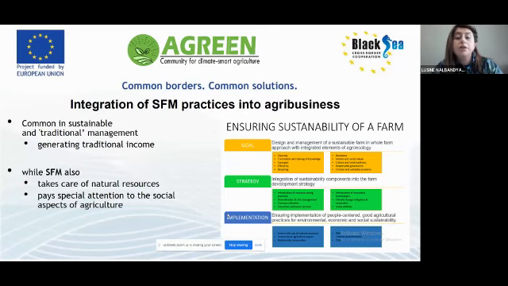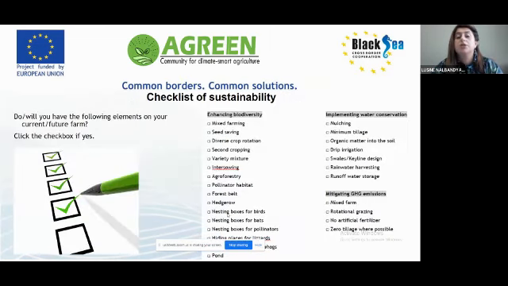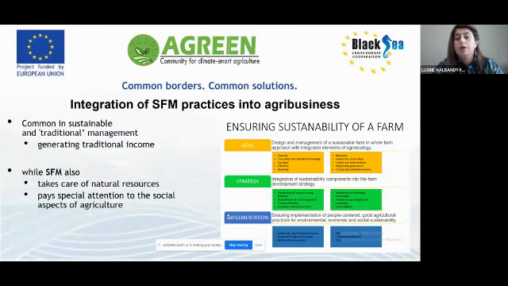And then the strategy is the integration of sustainability components into the farm development strategies, and the implementation of it is ensuring implementation of people-centered good agriculture practices for environmental, economic, and social sustainability. So these are the main important components of sustainability or sustainable farm management.